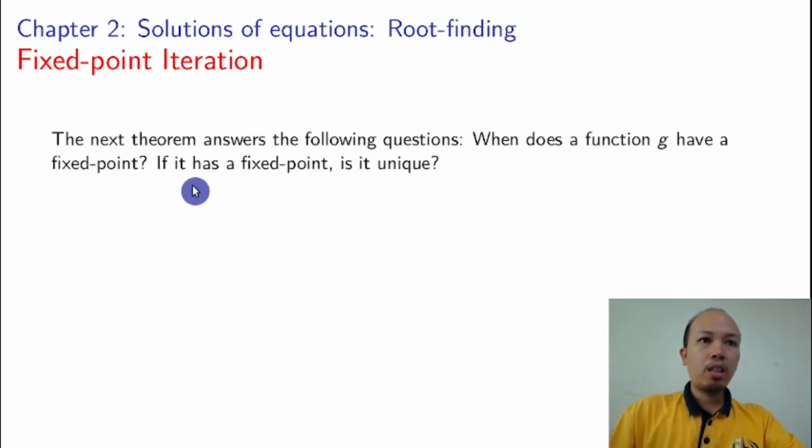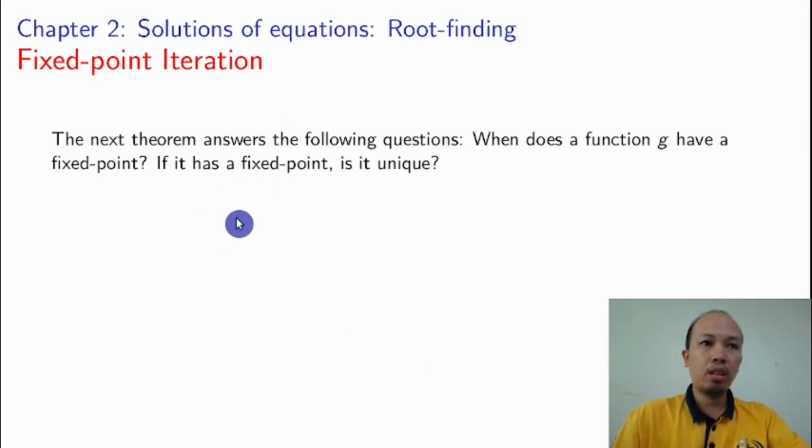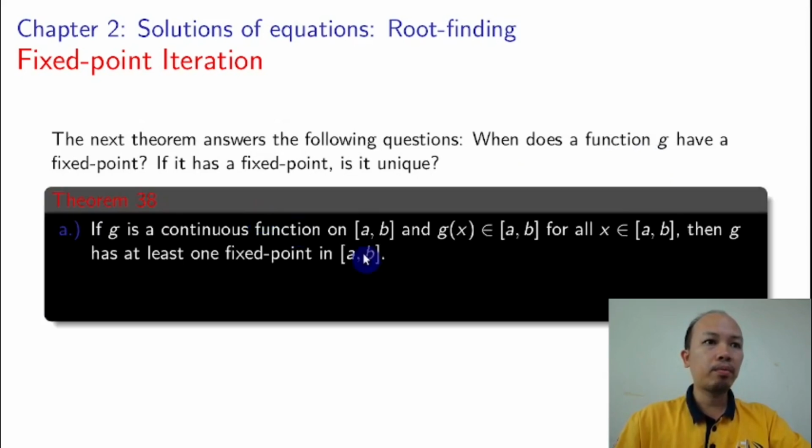So the question now is, how do we know if the fixed point exists, and how do we know that the fixed point is unique? And also, when do we know that the function g has a fixed point? So this Theorem 38 is a theorem that we need to use in order for a function to have a fixed point. And if that function has a fixed point, then we also know if it is unique or not unique.